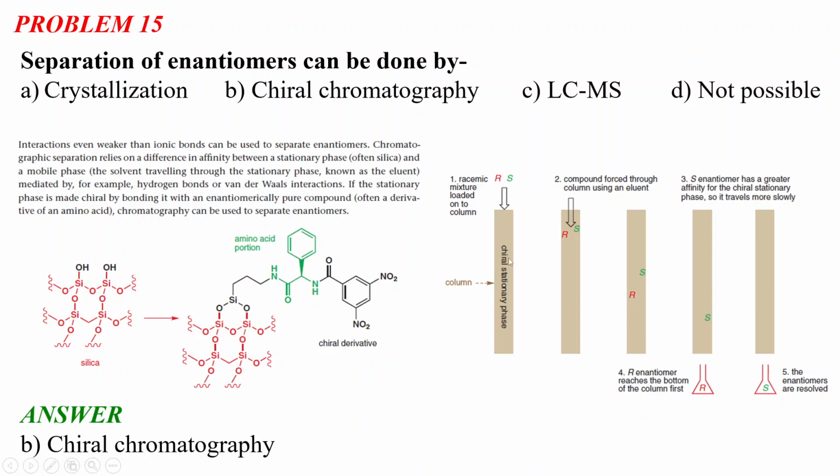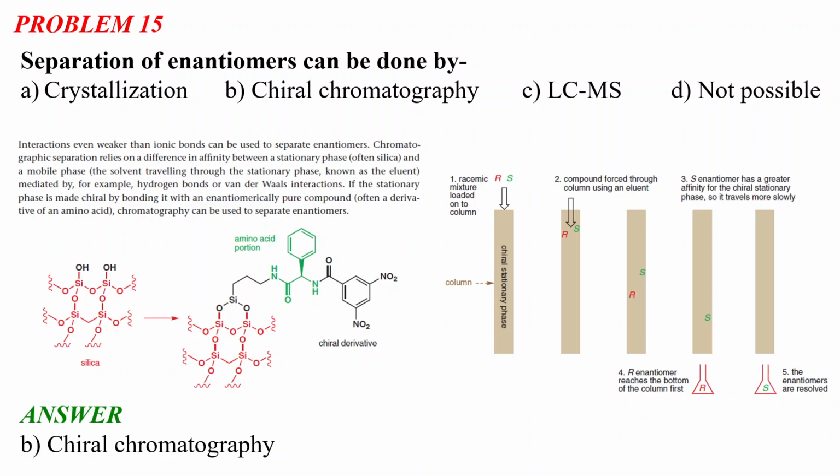Okay, now what will happen: you pack this column with this chiral silica, and this racemic mixture in a solution is poured over the silica, and the compound is forced through the column using an eluent. See from this picture, the S enantiomer has a greater affinity with the chiral stationary phase, so it travels more slowly, meaning it binds to the silica more strongly than the R enantiomer. If you keep pouring the solvent, the R enantiomer will leave the column first and be collected, and the S enantiomer will be separated later. Okay, so this is for the chiral compounds.